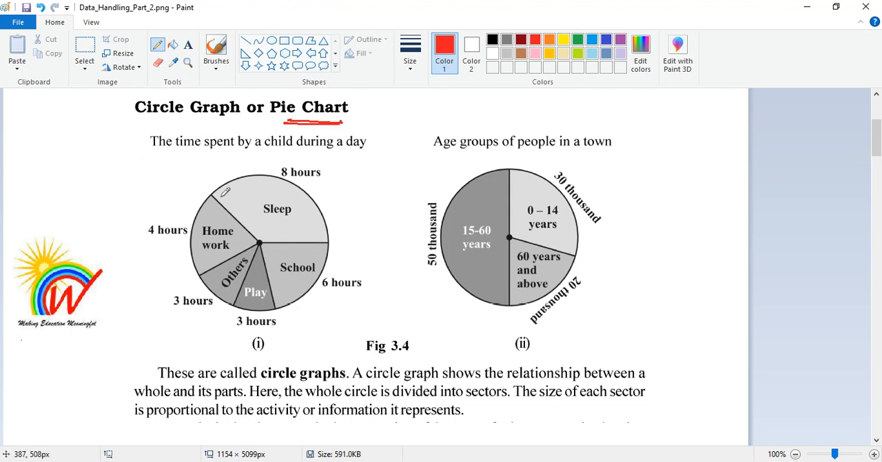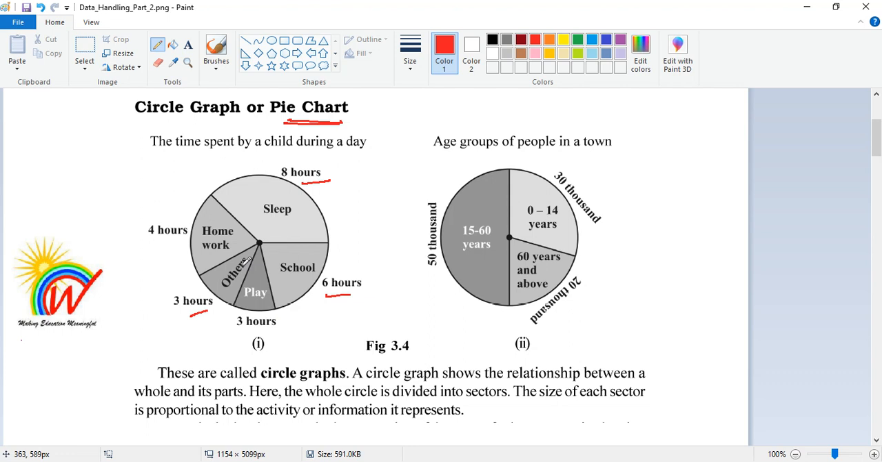Okay. So you see they have given you some example. That's time spent by a child during a day. So see, 8 hours the child sleeps, and then 6 hours the child is in the school, and then 3 hours the child plays, and then 3 hours other activities. Okay, it could be anything, isn't it? 4 hours for homework. The 3 hours could be talking to your relatives, friends, parents, grandparents, or eating food and everything. So now this is called a pie chart.